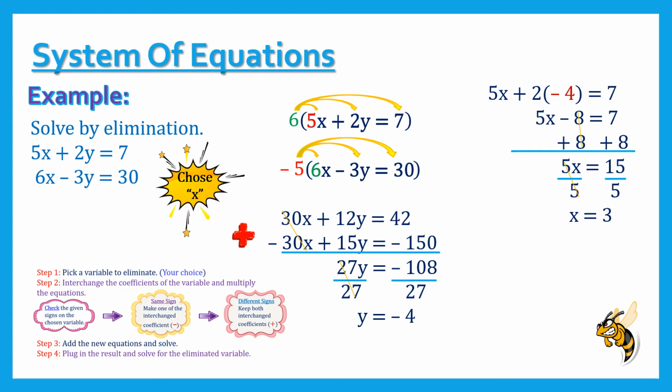Now that we have a value for x and a value for y, I'm going to use the second equation to check my answer. So it's going to be 6 times 3 because x is 3, minus 3 times negative 4 because y is negative 4, equals 30. And we notice that negative 3 times negative 4 will give me a positive 12. So it would be 18 plus 12 equals 30. And that is true. So as a result, my solutions are correct. And remember, when you're writing your answer, x needs to be written first and y needs to be written second. So it would be 3 comma negative 4.